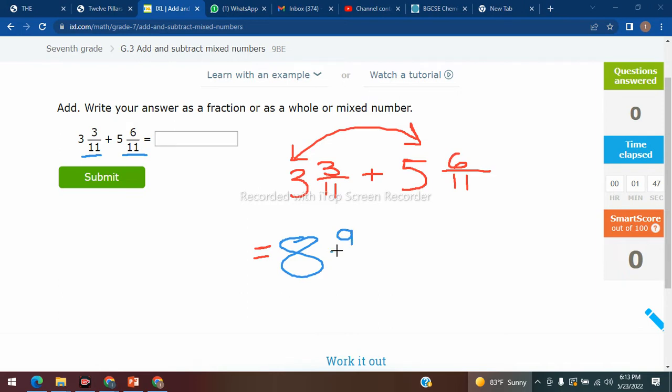9/11. Okay, and so that's what we have. So the answer is 8 and 9/11. Hopefully you'll have no questions with that.